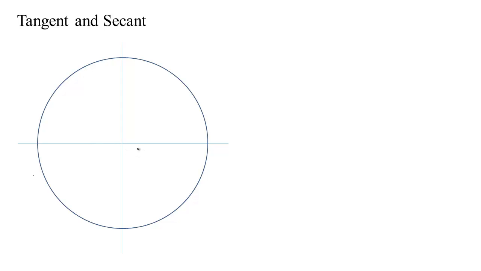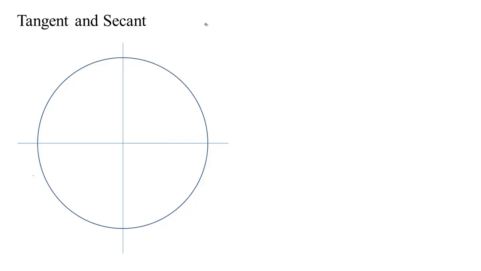Now that we've got the sine and the cosine defined, remember on the unit circle, the sine measures the vertical component, and the cosine measures the horizontal component. We can define four more functions that are important for us in certain cases. The first two are the tangent and the secant.